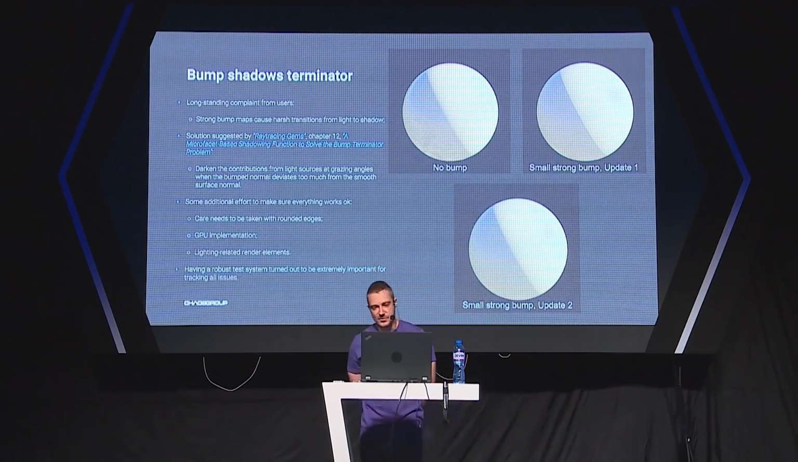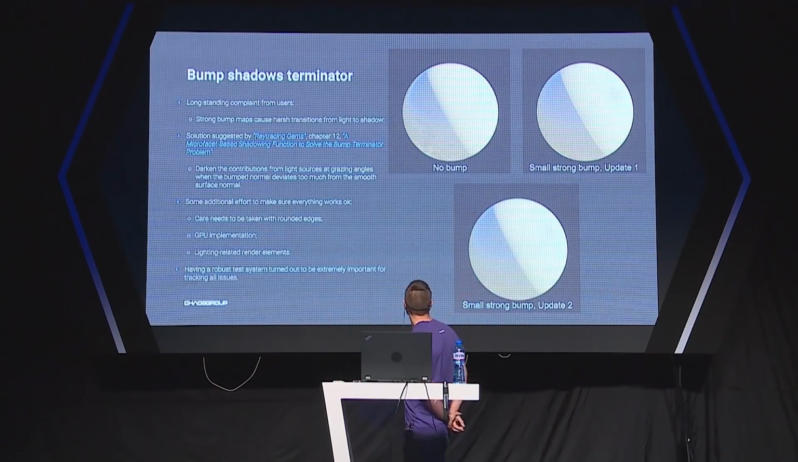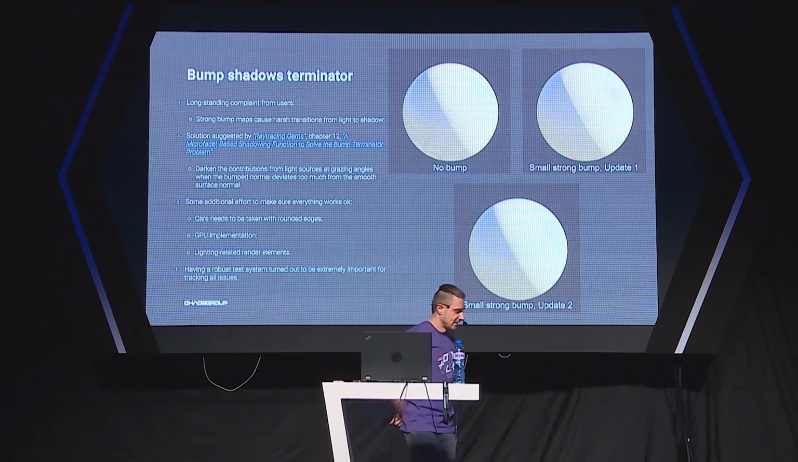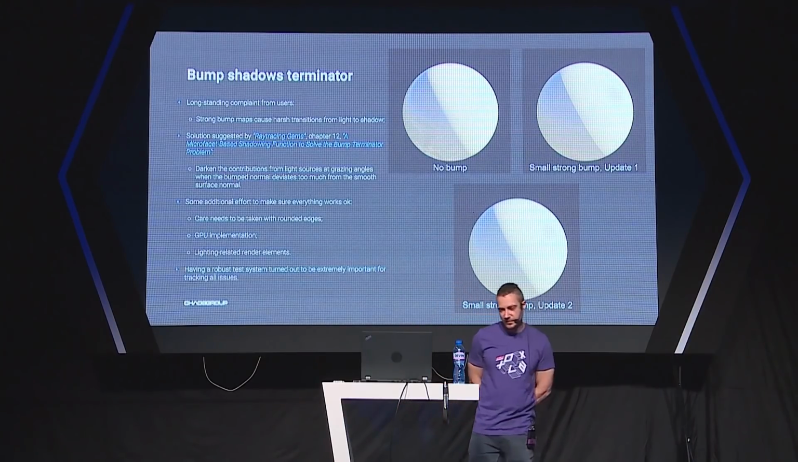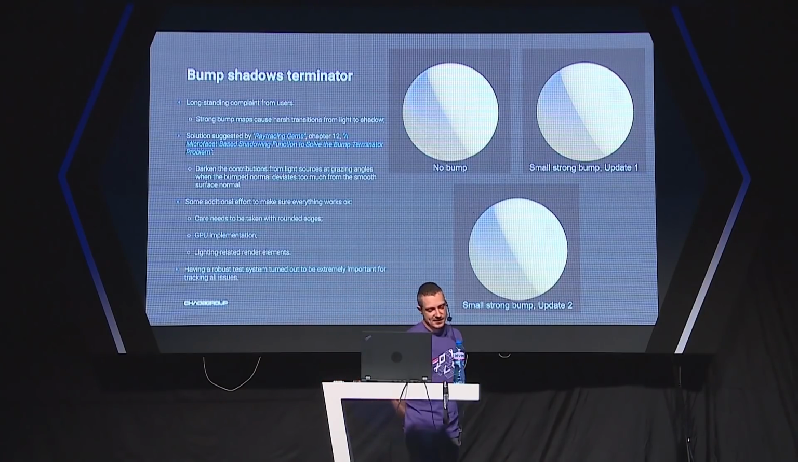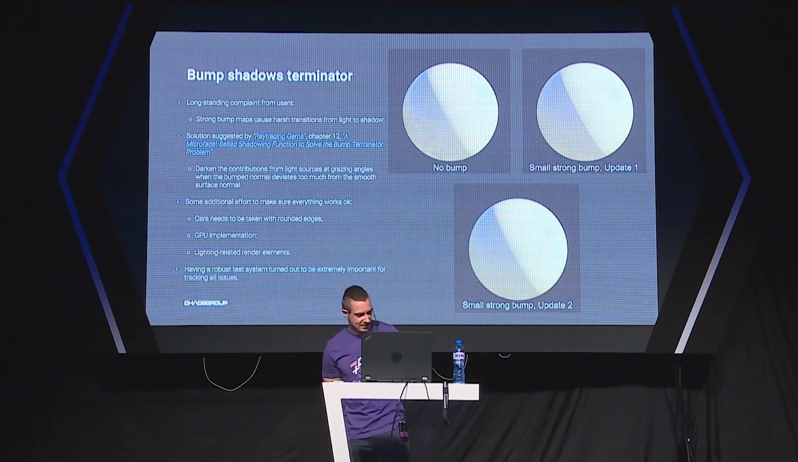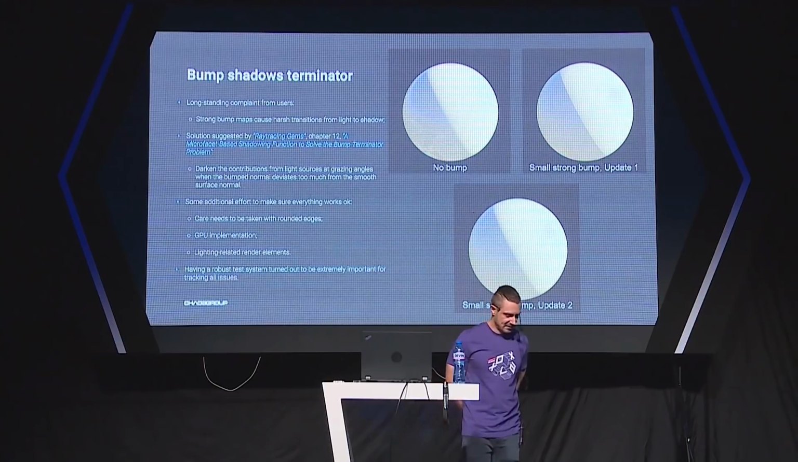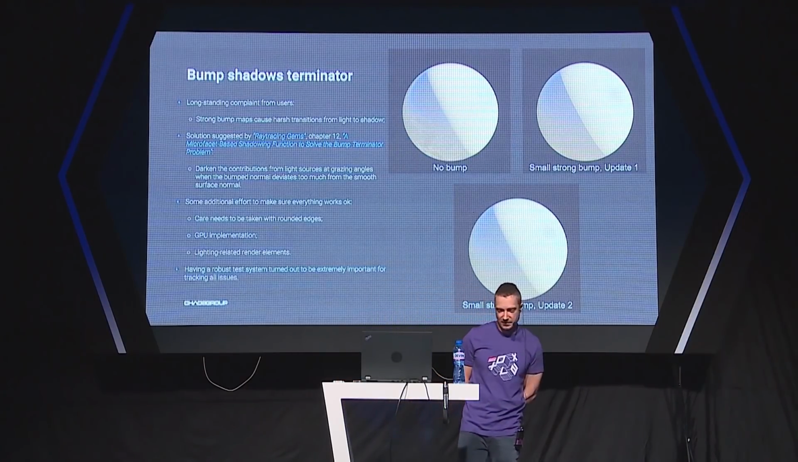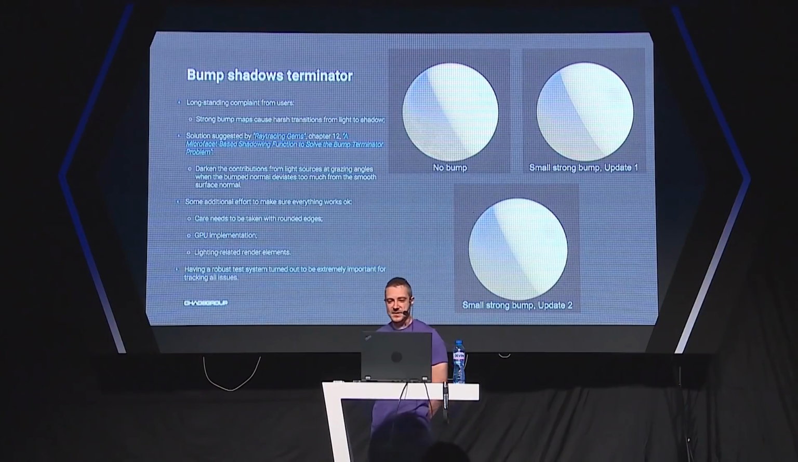NVIDIA put together this Ray Tracing Gems book, which they announced at GTC this year. And actually, it has a solution for this problem, which was provided by people working for Sony Pictures Imageworks. And the idea is more or less simple. The contribution from light sources needs to be darker whenever the bump map is too strong. And this works really well. As you can see, the result here is really smooth.